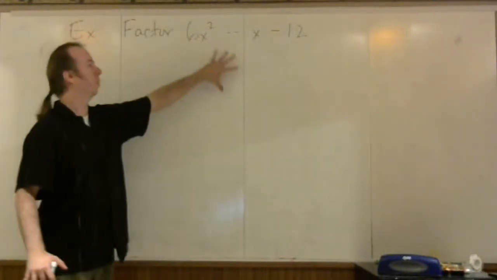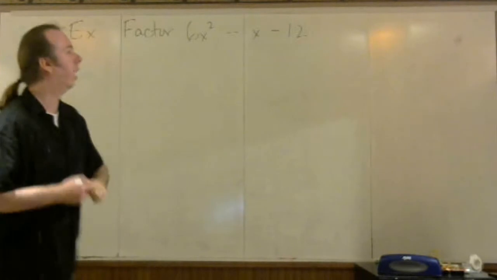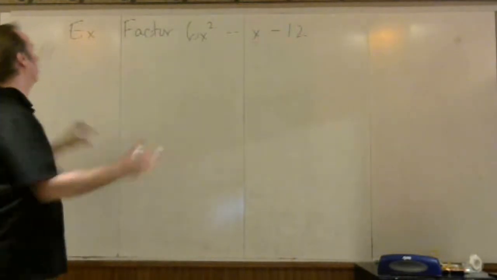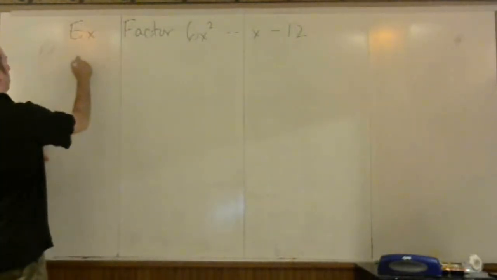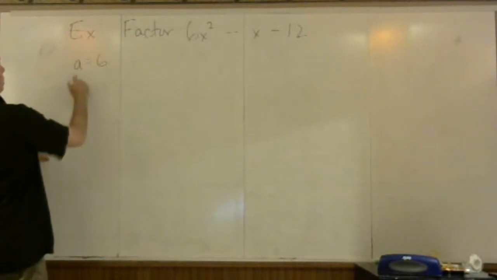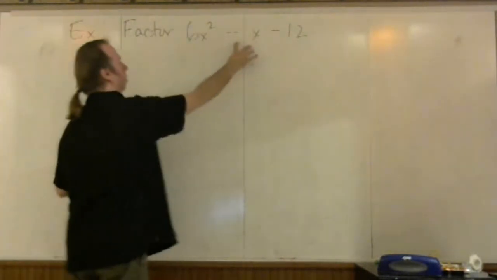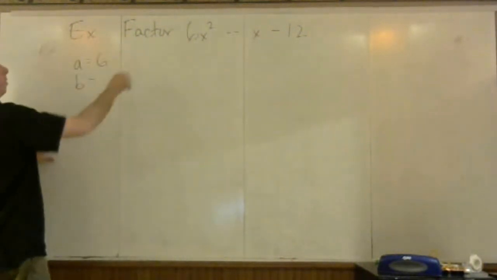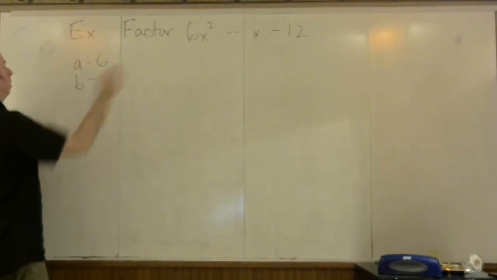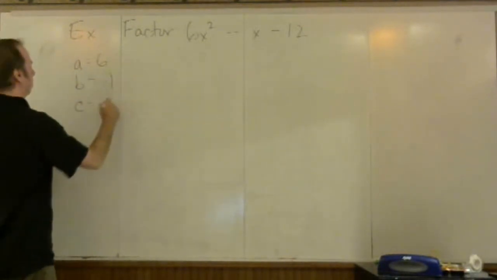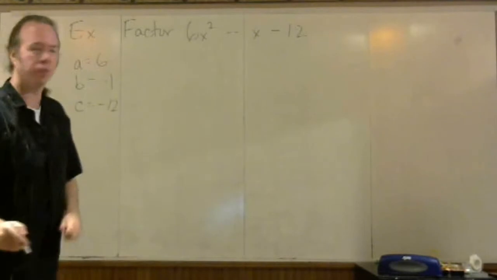Okay then, we're going to try to factor this thing now. We're using the AC method on this. So my A is 6. My B is the coefficient for x, right? I've got a minus sign there, so that's minus 1. My C is minus 12.